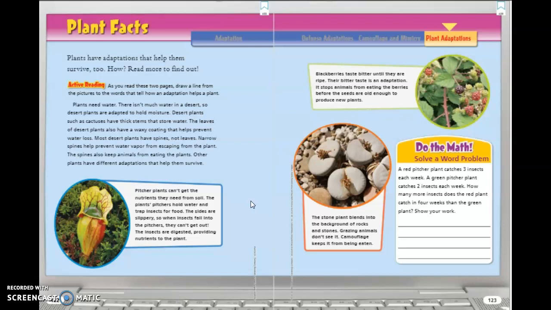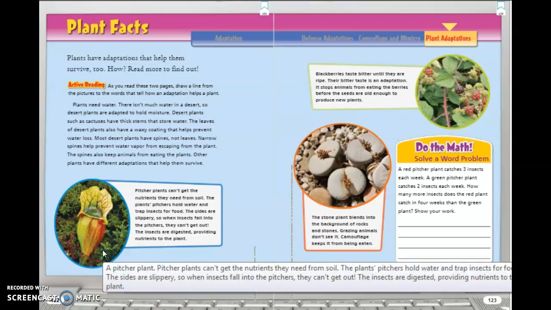Do the math. Solve a word problem. A red pitcher plant catches 3 insects each week. A green pitcher plant catches 2 insects each week. How many more insects does the red plant catch in 4 weeks than the green plant would in 4 weeks? Key thing is 4 weeks. Show your work. Go ahead and pause the video and figure out the answer and write it on the lines over here.